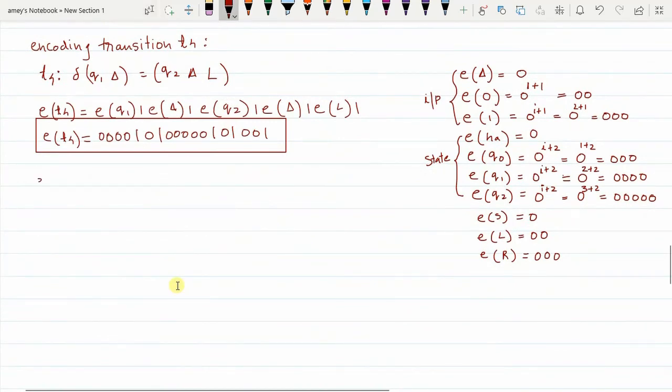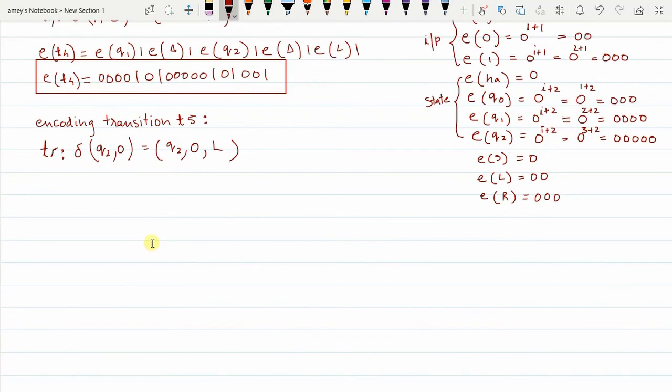Then encoding of T5, transition T5. So this is transition T5. So encoding for T5 will be E of Q2 separate with 1, E of 0 separate with 1, E of again Q2 separate with 1, E of 0 separate with 1, E of left separate with 1.